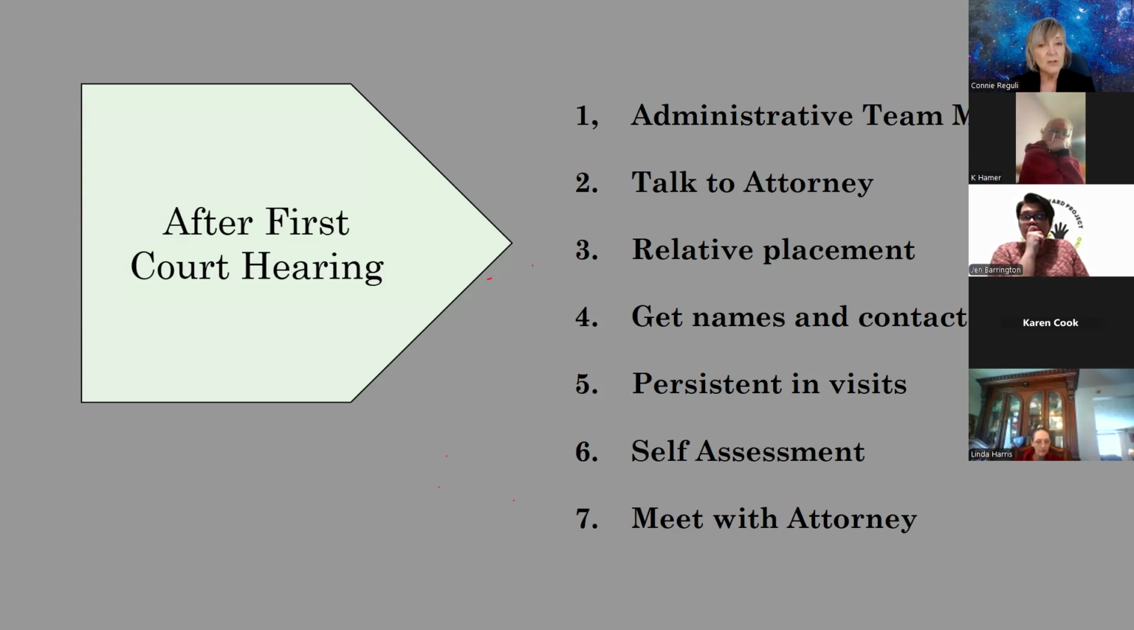And also after this first hearing, the parent has got to set a time to talk to their attorney. They've got to start looking for relative placement and continuously looking for alternatives. Names and contacts of everybody from the very beginning. Who is the guardian ad litem? What's their phone number? What's their email? Who is the caseworker? Who is the foster care support person? Who is everybody?